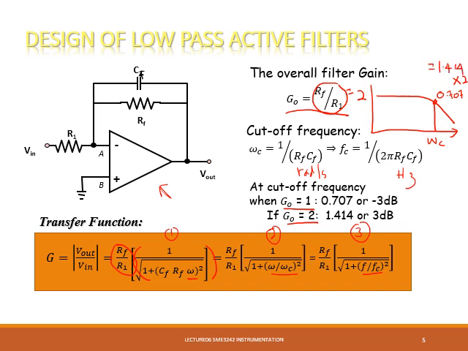1.414. In terms of decibel, if you take 20 log of the gain at 0.707, it gives you negative 3 dB. But if you multiply with 2, when overall gain is 2, it is 1.414, which gives you positive 3 decibel.